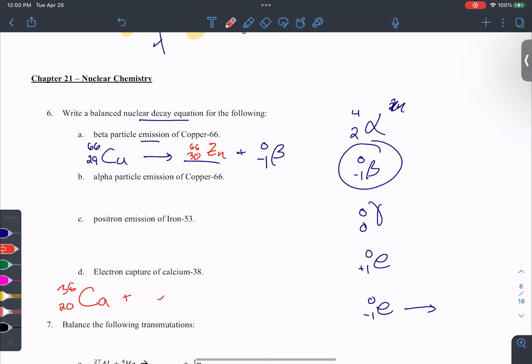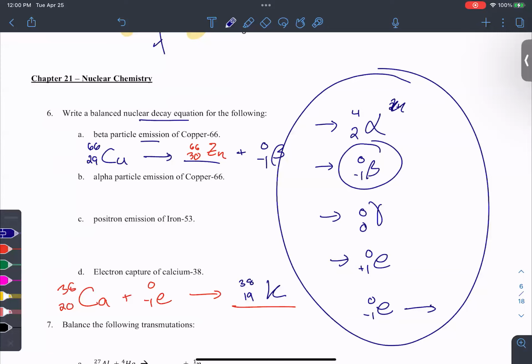Mass number plus, we're capturing an electron and it makes one product. And so we just balance those numbers. So we have a mass number of 38, but our number of protons is 19. This is potassium. So that's it. Really just understanding what these particles are. Are they a product or a reactant?